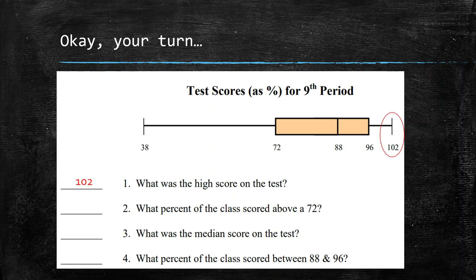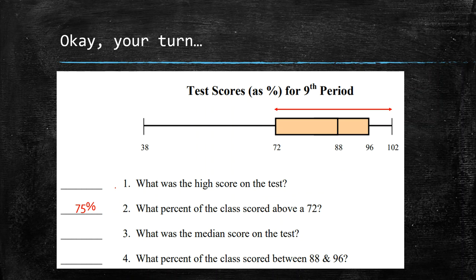Right, so to find the high score, we're going to look up here at the maximum, and the maximum score here was 102. So next question, what percentage of the class, well, I spoiled it for you. What percentage of this class scored above a 72%? So above a 72% included 72 and everything above it. That was 1, 2, 3 chunks of data, and 3 chunks of data will be 75% of the class. Sorry for spoiling that for you. I will try not to do that again.